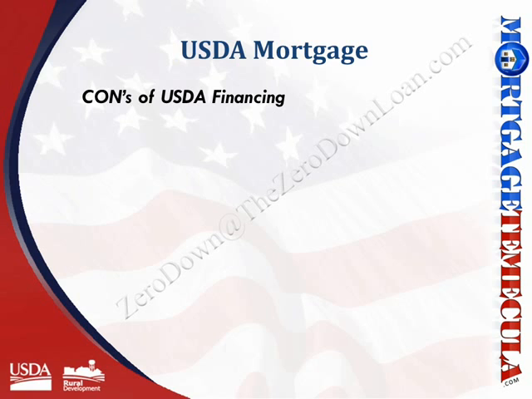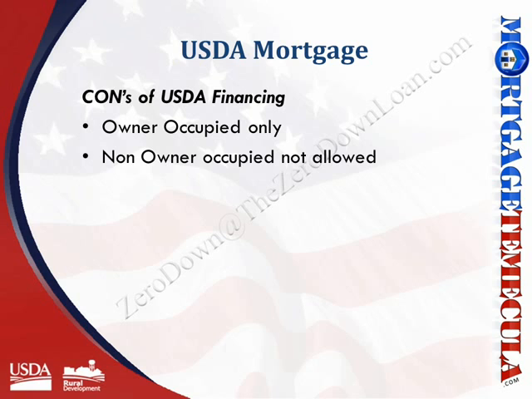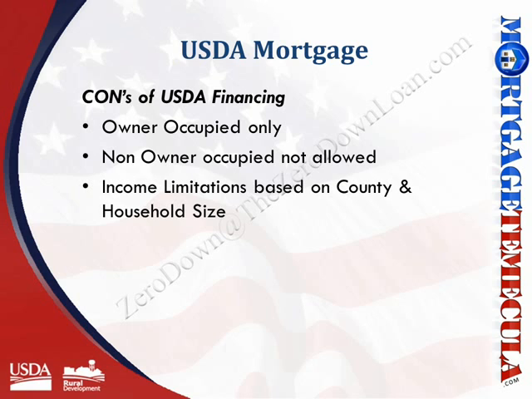Cons, negatives of USDA financing. Obviously, only owner-occupied properties are eligible. Non-occupant co-borrowers are not allowed. There are income limitations based on the number of persons in the household and the county that the property is being purchased in. And be sure to look at some of our other more detailed USDA homebuyer webinars available on the blog and the YouTube channel to get the nitty-gritty details on that. But there are income limitations.